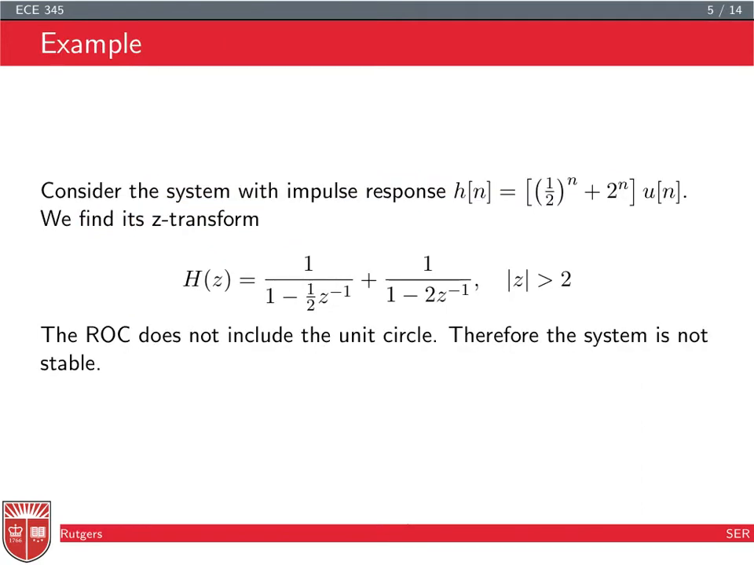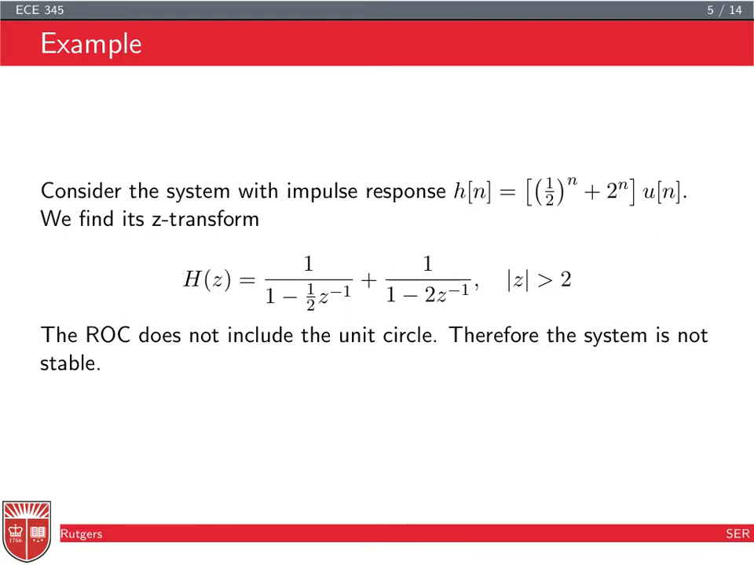Consider the system with the following impulse response: h of n equals (1/2) to the power n plus 2 to the n, times u of n. To check whether it's stable or not, we find its Z-transform. The Z-transform of the first part is 1 divided by 1 minus 1/2 z to the minus 1, and the Z-transform of the second part is 1 divided by 1 minus 2 z to the minus 1. The ROC is the norm of z greater than 2 because it's a right-sided signal, and there are two poles here, pole 1/2 and pole 2.